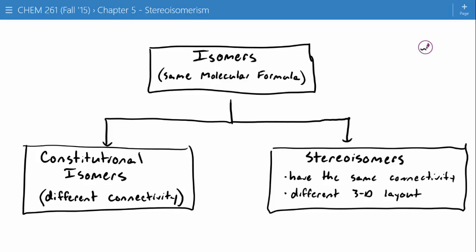The key point is that they have the exact same connectivity, meaning groups are coming off the same carbons, but they have a different three-dimensional layout. So for example, in one molecule, you may have a dash in one position, and in the other, you may have a wedge. They're both coming off the same carbon, but different 3D layout.